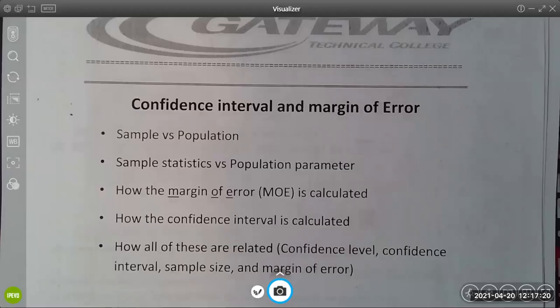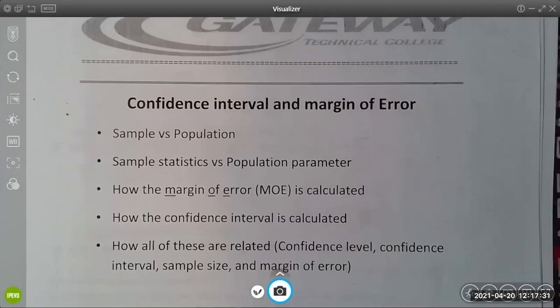Hi everyone. In this video, we are going to talk about the margin of error. This is the last video for this course. Let's do it. The title is Confidence Interval and the Margin of Error. Here I list some objectives for this video.